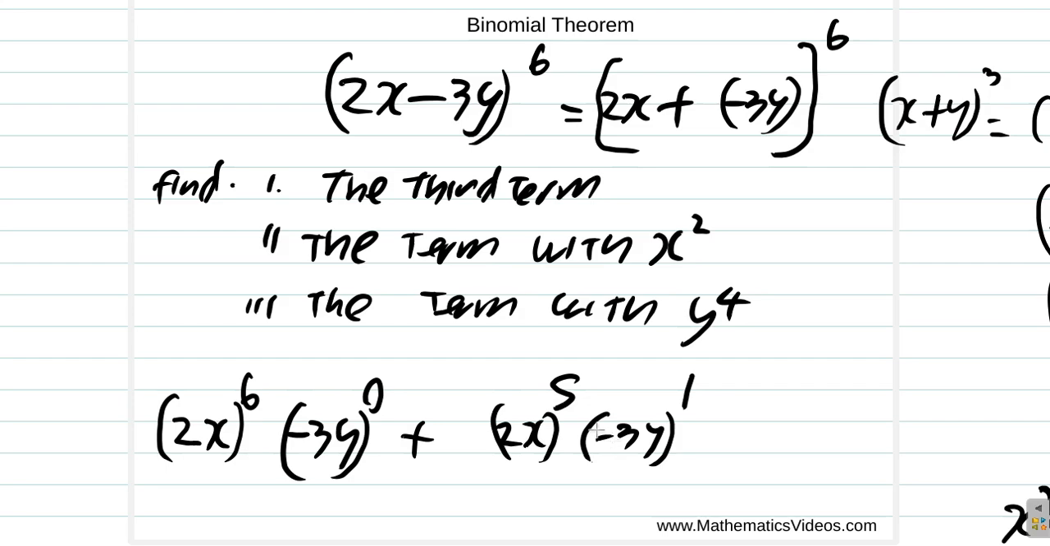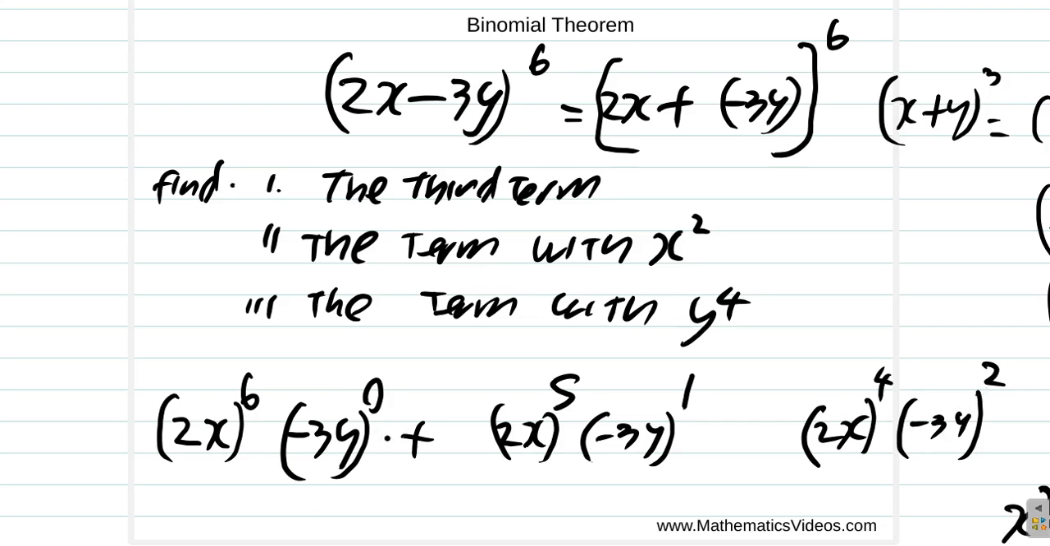Alright, so for the third term, it drops further. So it goes from 6, then 5, then 4. So the third term will have 2x to the 4th and negative 3y to the 2.